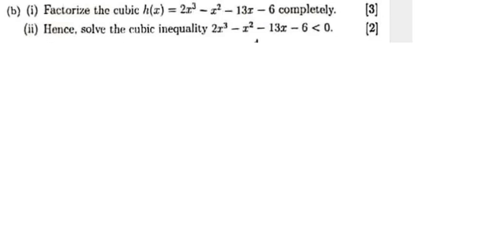Ladies and gentlemen, how can you factorize a polynomial? At the same time, how can you solve the inequality of a polynomial? Now look at this question. Factorize the cubic h of x is equal to 2x to the power 3 minus x squared minus 13x minus 6 completely. So we need to factorize this. Then part 2, hence solve the cubic inequality.